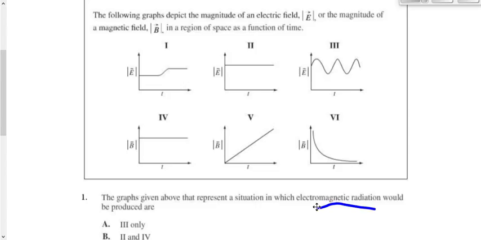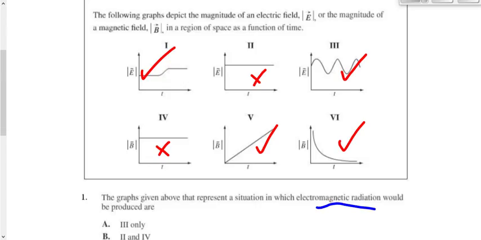Is number 1 going to generate EMR? Yes. Why? Because it's got a changing electric field. Is number 2 going to generate EMR? No, constant electric field. 3? Yes, because it's a changing electric field. 4? No, because it's a constant magnetic field. 5? Because it's a changing magnetic field. And 6? Even if the shapes are odd, any changing electric field, any changing magnetic field will generate the opposite.